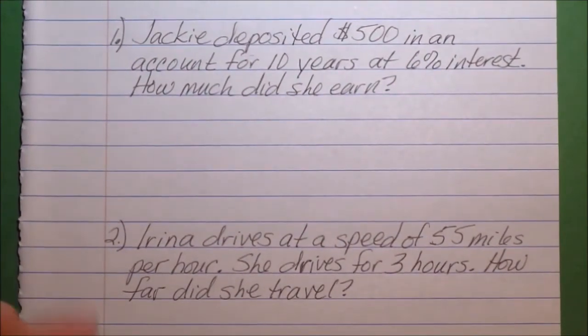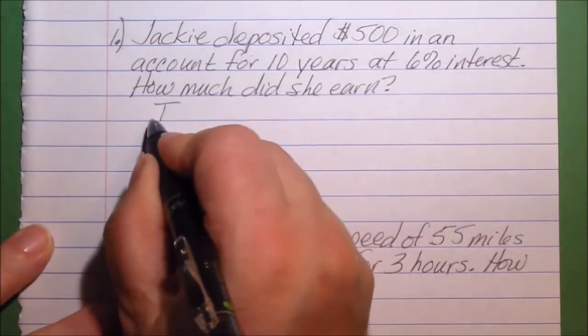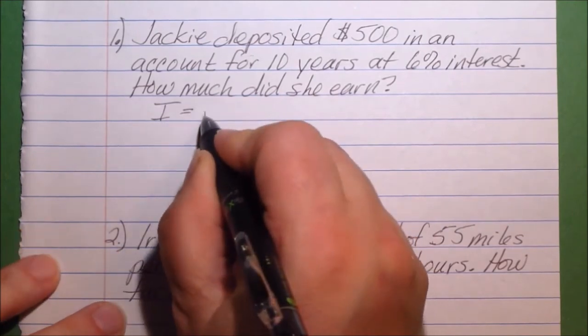All right, so Jackie deposited. This is obviously going to be a simple interest formula. So first step is to write down the formula. I equals PRT.